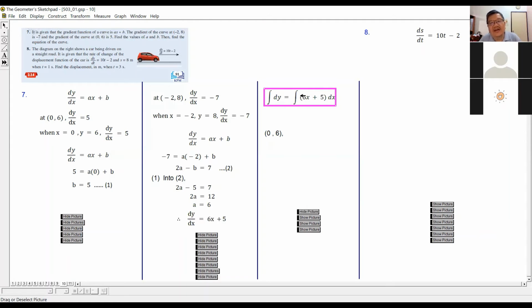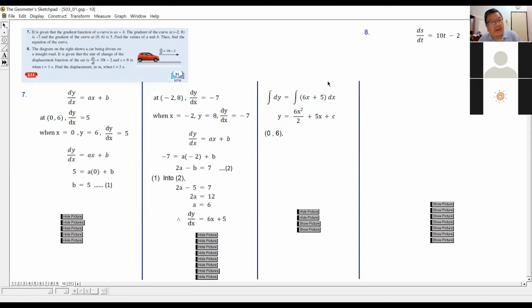So actually this step I told you earlier, you don't have to show. You can straight away integrate. Here dy dx becomes y. Then integrate this thing, 6x becomes 6x squared divided by 2. Integrate 5 becomes 5x plus c. So here we have the arbitrary constant c.